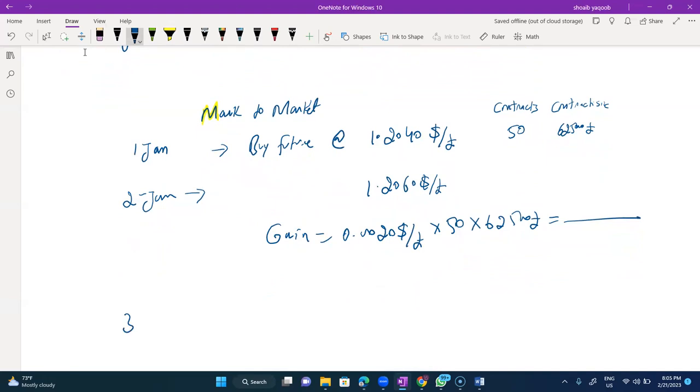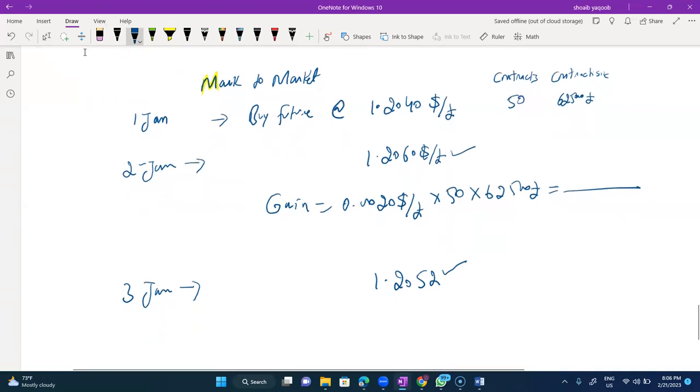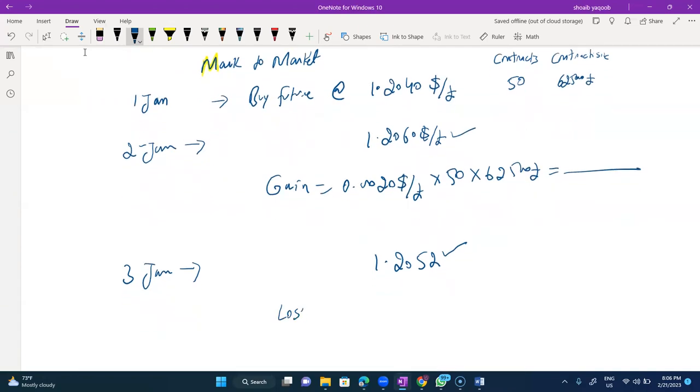Then compare your answer of 2nd January with 3rd January. On 3rd January, let's suppose market moves to 2052. You bought at 2060, market moves downward. Now what will happen? You have a loss. Take the difference of these two, 0.0008 dollar over pound, into 50 contracts into 62,500 pound. That will be your loss.